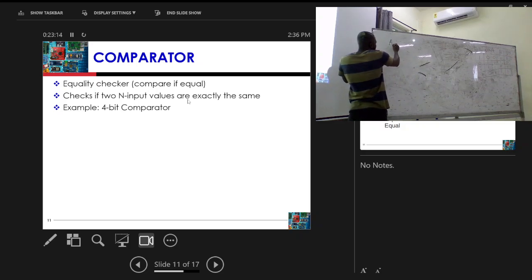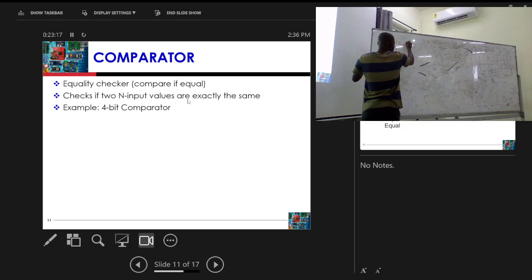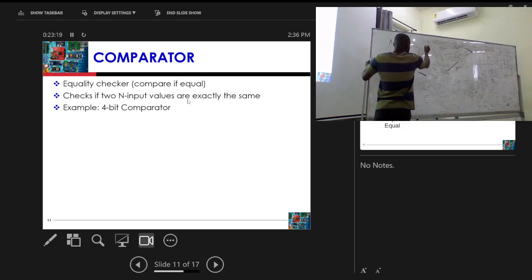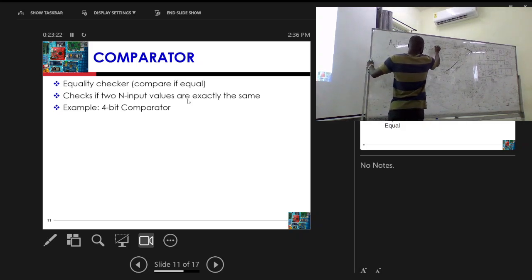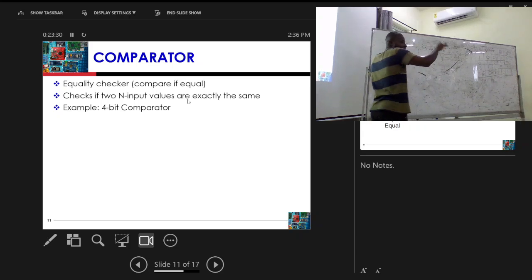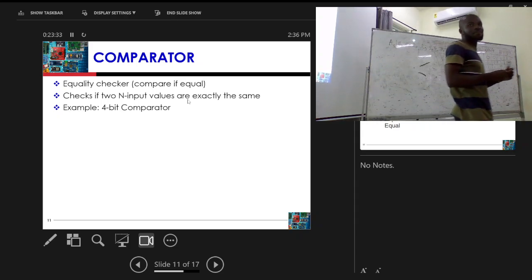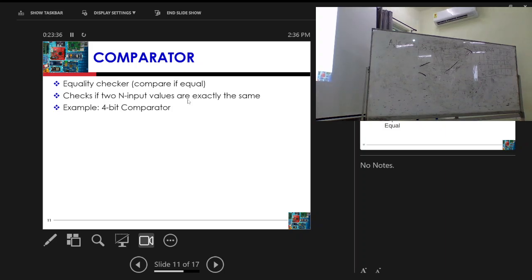A will be 4 bits, so probably A3, A2, A1, A0. And then we have B3, B2, B1, B0. And then you have an output Y. Something like that. We did it for only 1 bit, A and B. If you have 4 bits, A is 4 bits, B is 4 bits, so it means it will be A3, A2, A1, A0 and B3, B2, B1, B0. Understood?